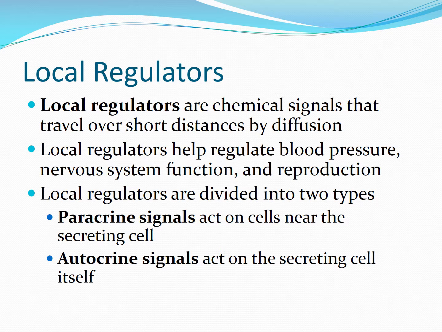Local regulators are chemicals that go short distances, and we've looked at these before. If you're talking about paracrine signaling, para means next to. So paracrine signaling is going to act on a cell that's in a surrounding area, binding to cells that are nearby or next to. Autocrine signals, auto meaning me or self, means that the signal is going to actually act on the same cell, the cell that's secreting it. So it usually will go through exocytosis, release the signal, and then it will bind to a receptor on its own cells. And then these local regulators will help with blood pressure, nervous system function, and of course reproduction.